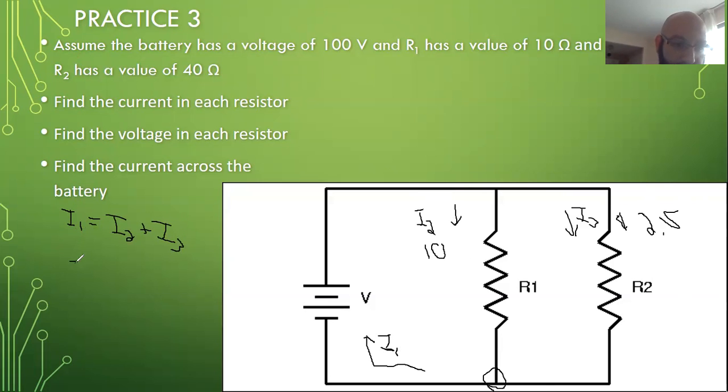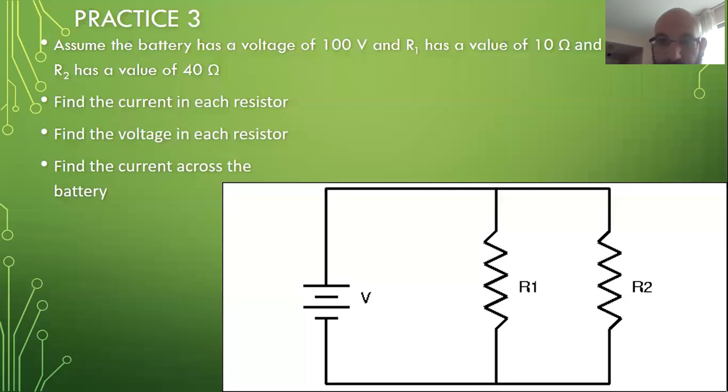If I1 is what we're looking for, we just plug in what we just found out. We know I2 is 10. Yeah, I cannot write tens apparently. And we know I3 is 2.5. So if we add them together, we get 12.5. So what is the current across the battery? 12.5.